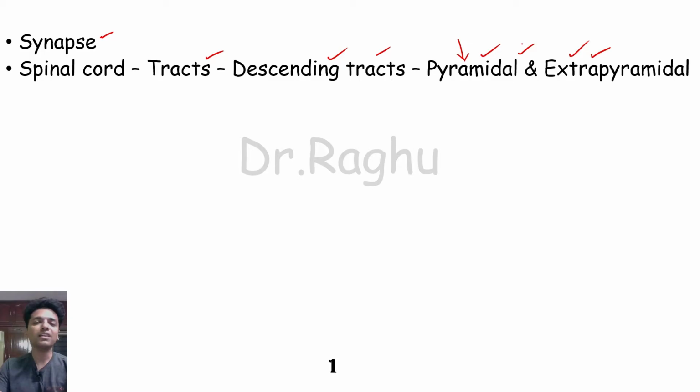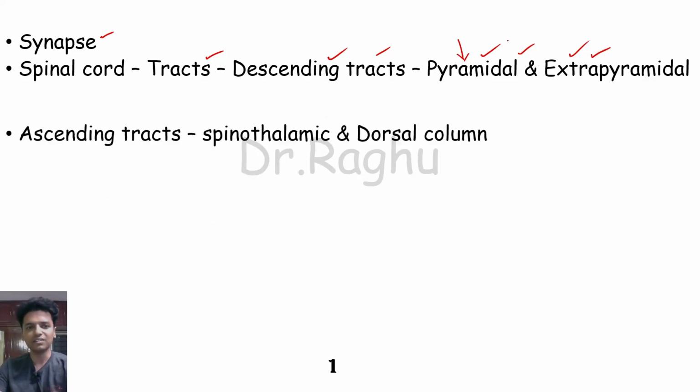Know in detail regarding the pyramidal tract, also called the corticospinal tract. Entire thing: its origin, its course, its function, and what happens if there is a lesion. The lesion of the pyramidal tract is also called the upper motor neuron lesion. So know completely regarding these things.